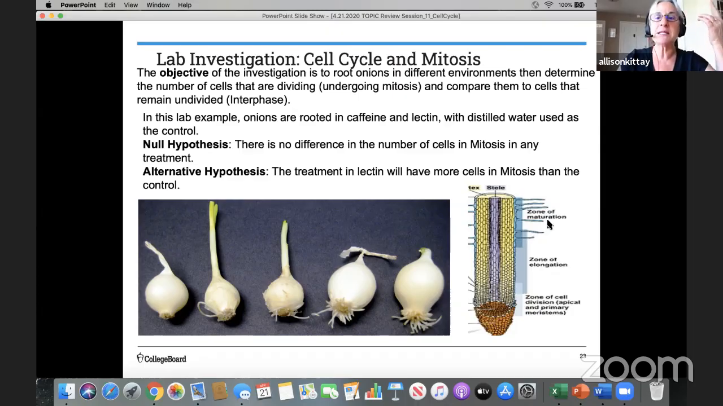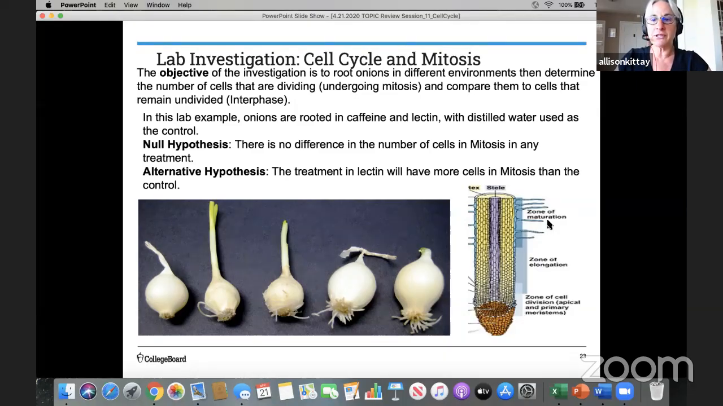And so we start this with a null hypothesis and an alternative hypothesis, because ultimately we are going to test to see if our data is statistically significant using a chi-square analysis or goodness of fit test. So our null hypothesis is that there's no difference in the number of cells in mitosis in any treatment. In other words, caffeine, lectin, and distilled water affect the cell cycle in the same way.